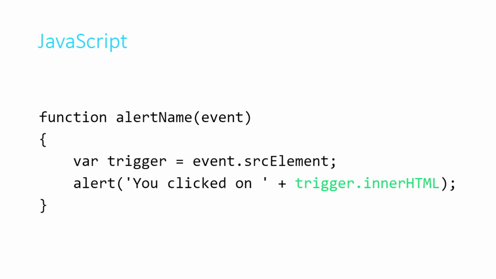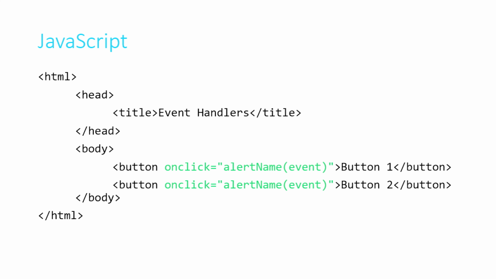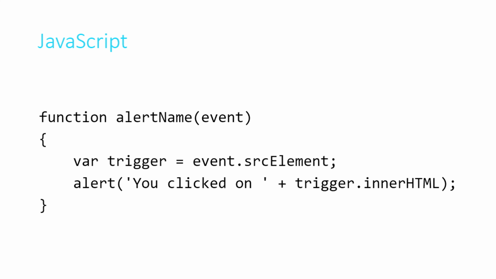Now, what is inner HTML? Let me jump back a couple slides for a second here. The inner HTML is what is between the button tags. In this case, button 1 is the inner HTML, and button 2 is also inner HTML. So what happens when I click on those buttons is it will alert me, you clicked on button 1, if I happen to click on button 1, or you clicked on button 2, if I happen to click on button 2.